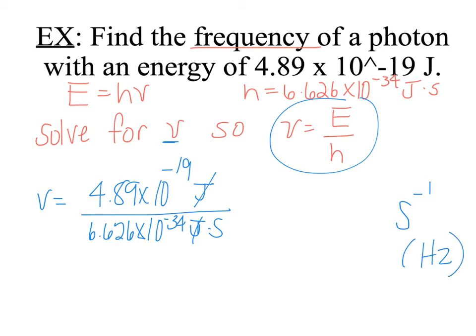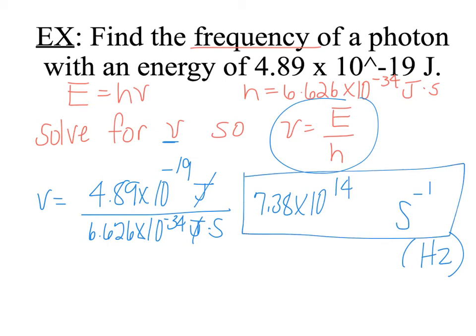So pause your video and plug it into your calculator, and when you do that, you should get 7.38 times 10 to the 14 seconds minus 1, or hertz. And that is hopefully what you got.